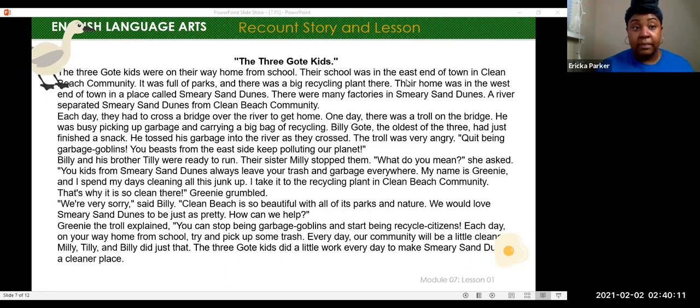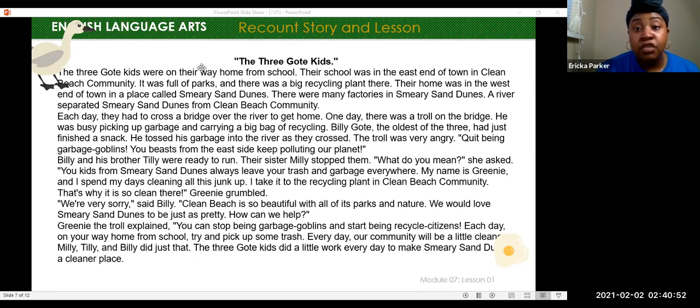The Three Ghosty Kids. The three Ghosty kids were on their way home from school. Their school was in the east end of town in Clean Beach community. It was full of parks and there was a big recycling plant there. Their home was in the west end of town in a place called Smeary Sand Dunes. There were many factories in Smeary Sand Dunes. A river separated Smeary Sand Dunes from Clean Beach community. Each day, they had to cross a bridge over the river to get home.